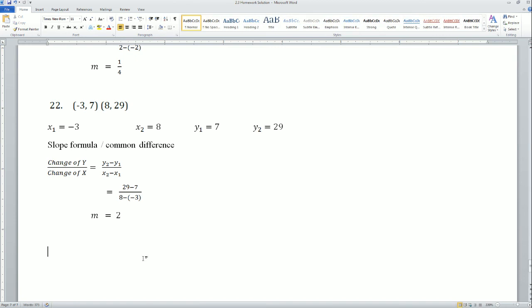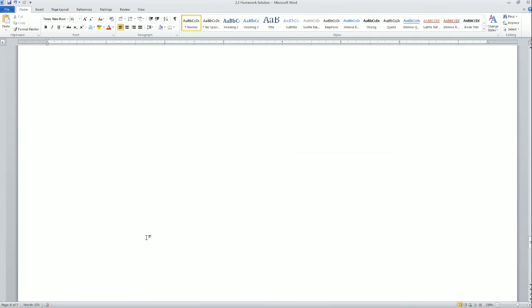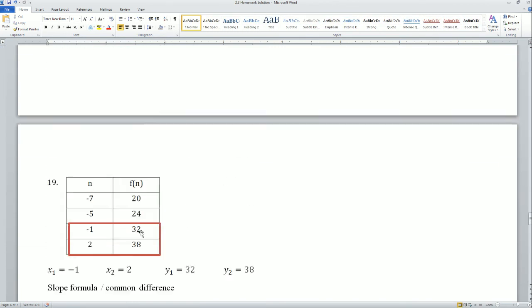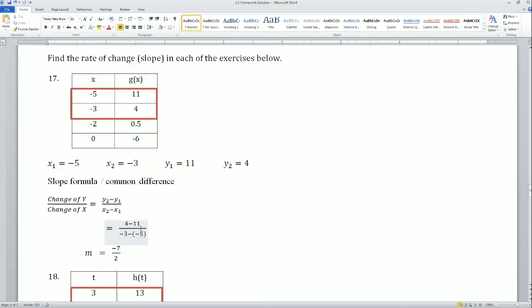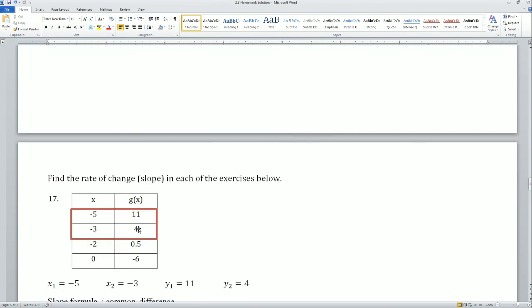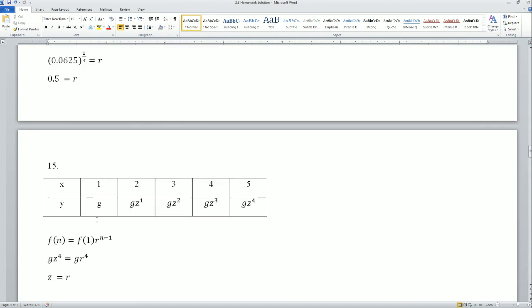There you go. Right? When it is arithmetic, you could just use the slope formula. Very straightforward. But again, when it's geometric, right, you have to end up using your formula method. Okay? All right. There you go. Those are all the homework solutions.